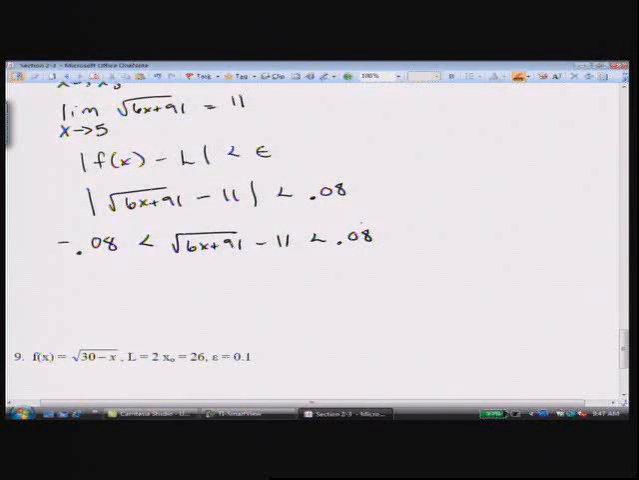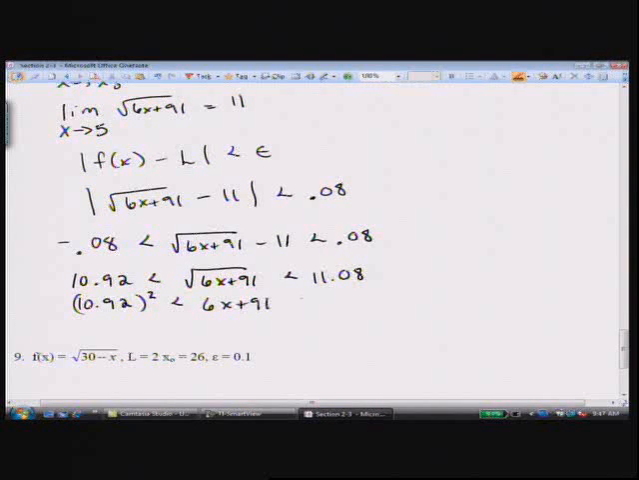Okay? Then we will add 11 to either side. And so we will get, if you do 11 plus negative 0.08, it's going to be 10.92. Is less than the square root of 6x plus 91, which is less than 11.08. How do I get rid of the square root? If I square everything, I'll get rid of the square root. So I will do 10.92 squared is less than, if I square that, I just get 6x plus 91, which is less than 11.08 squared.